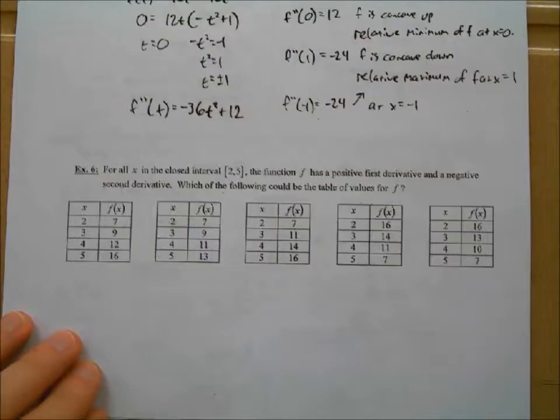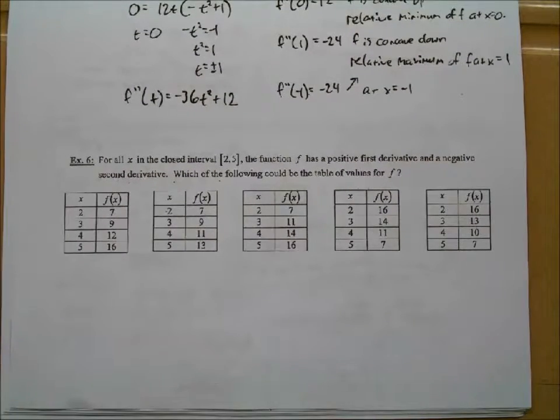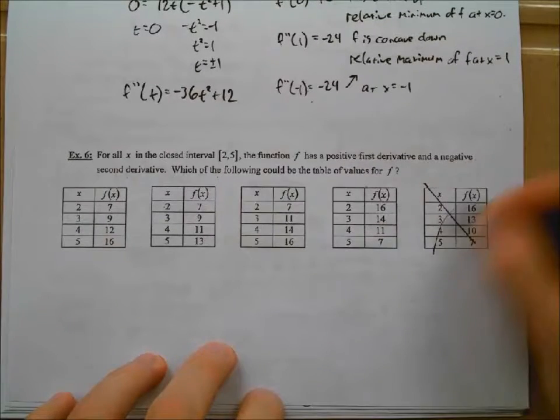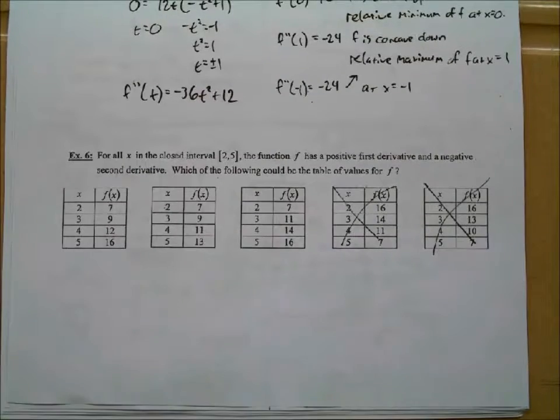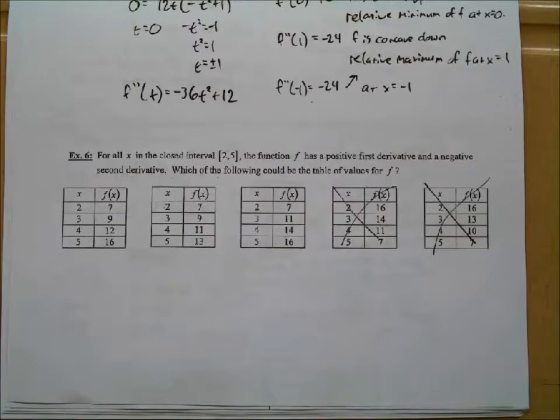All right, so let's look at number 6, and then we'll be done, okay? So for all x in the closed interval from 2 to 5, the function f has a positive first derivative and a negative second derivative. Which of the following could be the table of values for f? Okay, so the function f has a positive first derivative, means the function should be what? Increasing. Can we eliminate any options here based on the fact that f should be increasing? The last one and the next to last one, right? Both of those can be eliminated. All these other ones, they are increasing.